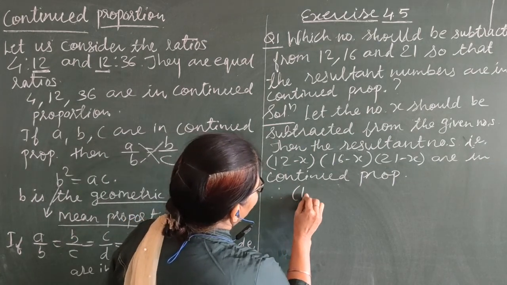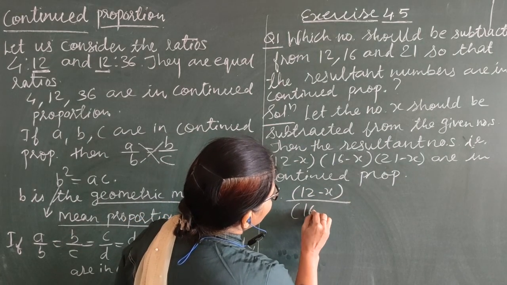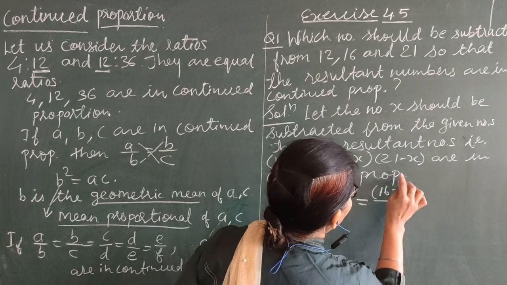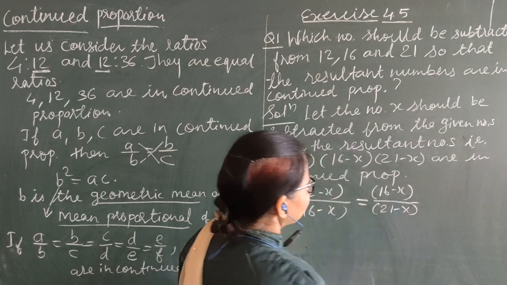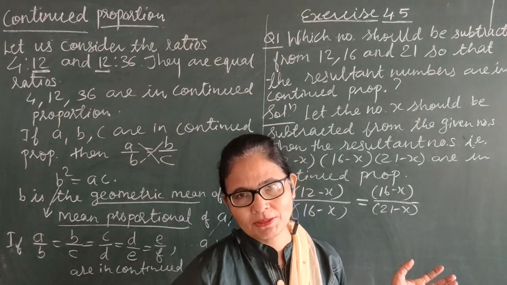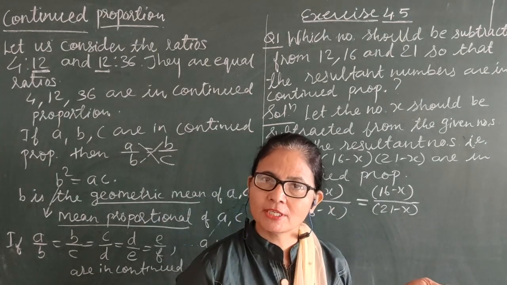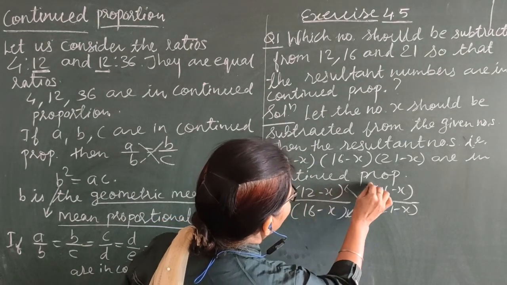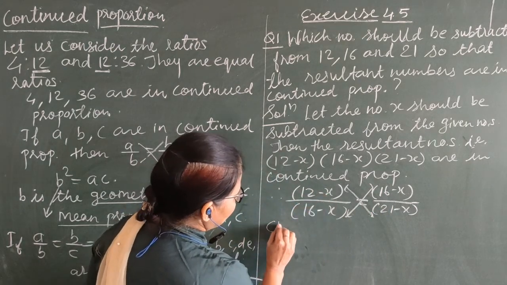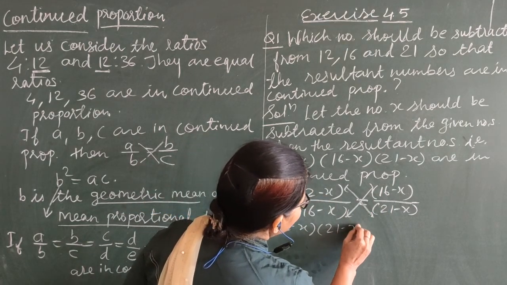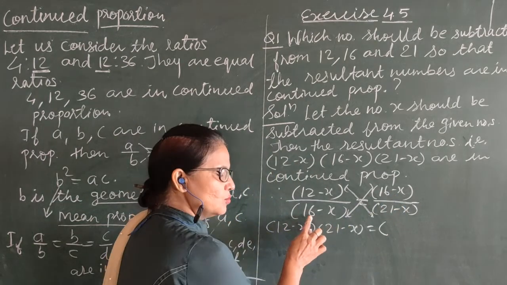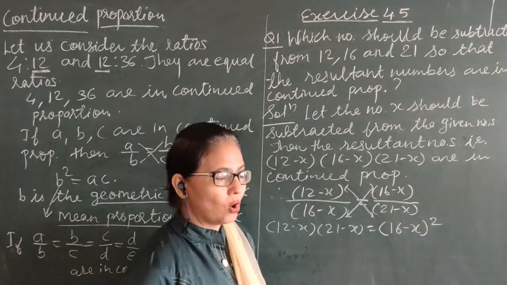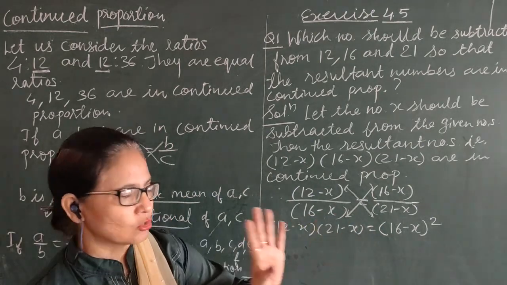So according to the question, a by b is 12 minus x upon 16 minus x, which is equal to b by c, that is 16 minus x by 21 minus x. Now children, you know very well how to simplify these sums. You have to simplify this step and find the value of x. Now let's see. Multiply using cross multiplication. 12 minus x into 21 minus x is equal to 16 minus x into 16 minus x, which you can write like this also, 16 minus x whole square. Or if you write the product of binomials, the answer will be the same.